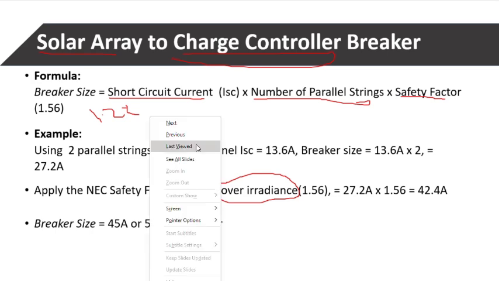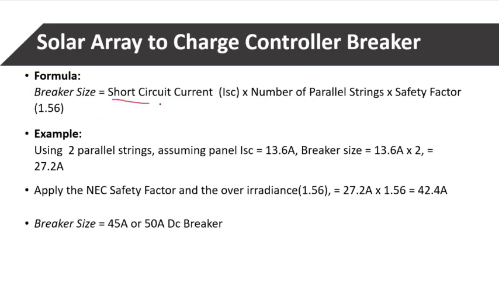So the formula is the short circuit current of your panel multiplied by the number of panels in parallel multiplied by the safety factor of 1.56. Now for this example, we are using two parallel strings, and we are assuming a short circuit current of 13.6 amps. Our breaker size will be 13.6 amps, that's our short circuit current, multiplied by the number of parallel strings, which is 2 for this example. It will give us 27.2 amps.